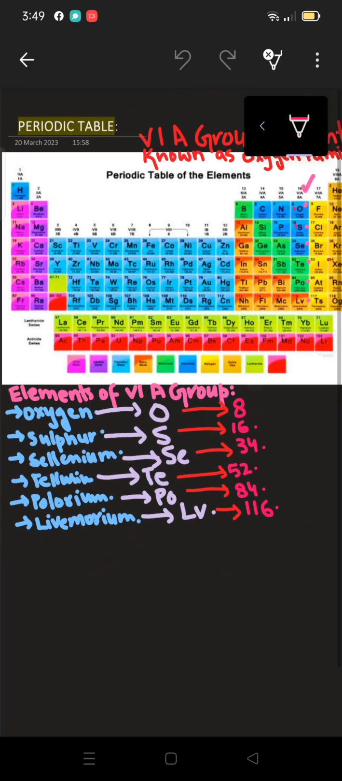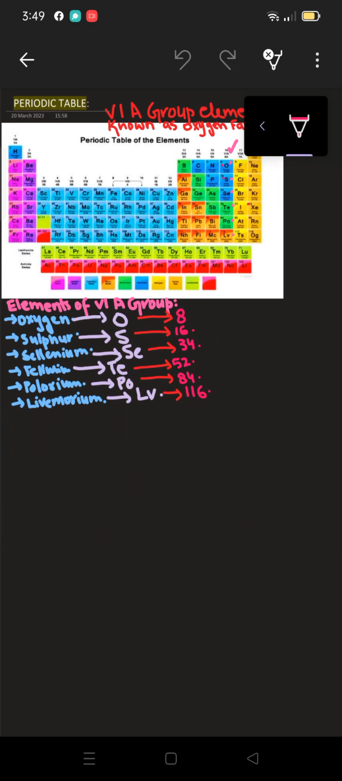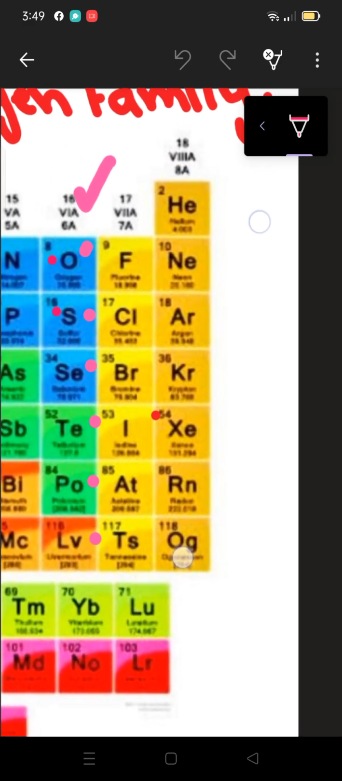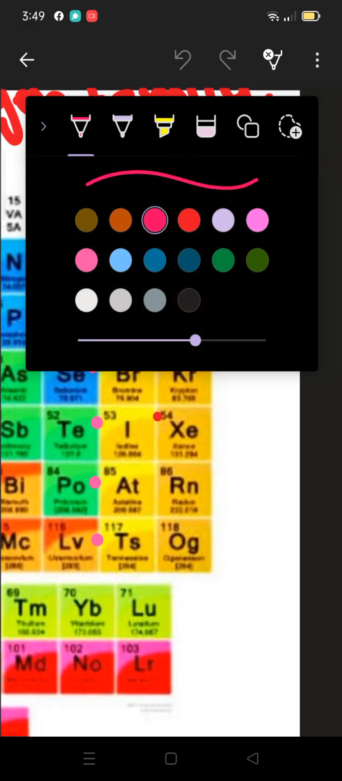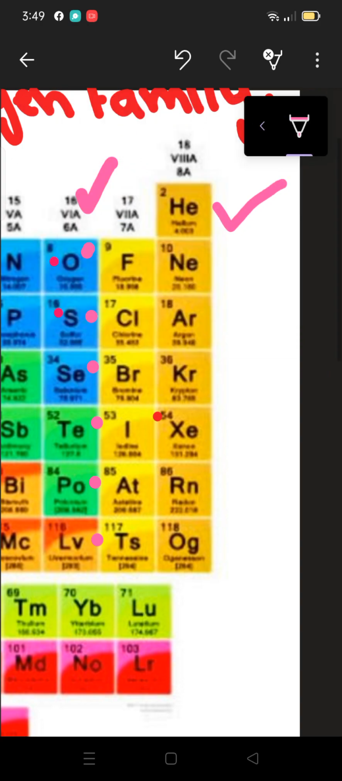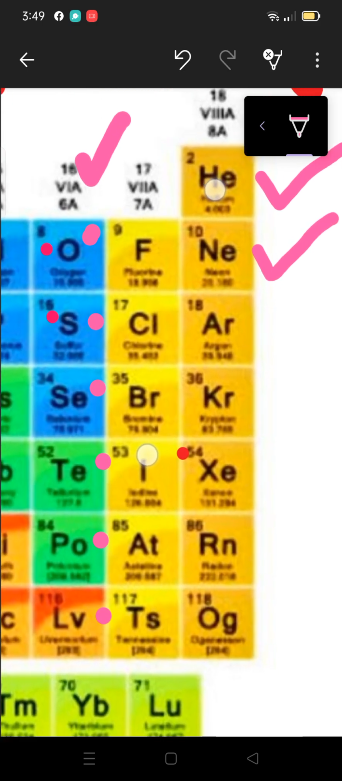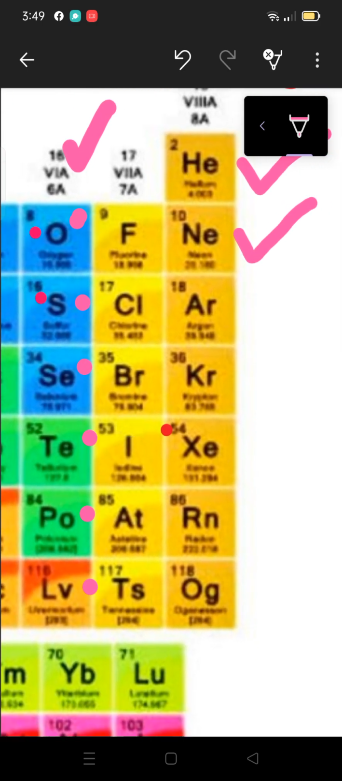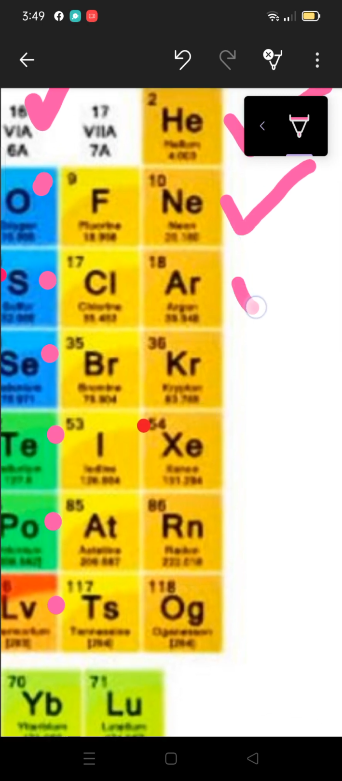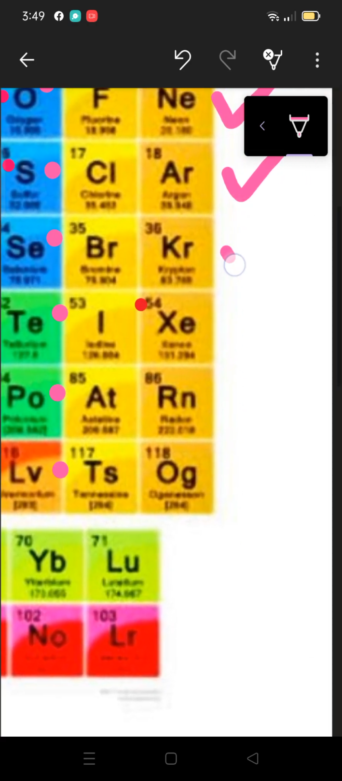Now let's talk about their shells. As I have told in my first video as well, period represents the shells. So as you can see here, oxygen is in the second period. Let me use this color. This is the first period, this is the second period. So oxygen is in the second period and it will always have two shells. Then sulfur is in the third period and it will have three shells. Then selenium is in the fourth period and it will have four shells.